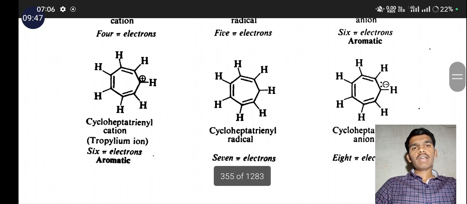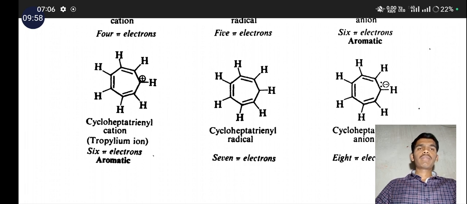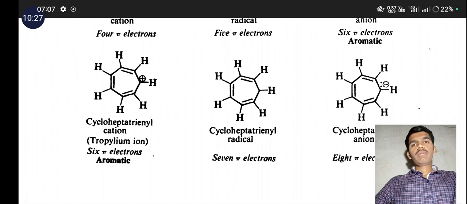The cycloheptatrienyl cation having 6 pi electrons, then 7 pi electrons in cycloheptatrienyl radical, then 8 pi electrons in cycloheptatrienyl anion. And the aromatic numbers are like 6, 10, 14, 18, 22, and we should consider these numbers. And in the cycloheptatrienyl cation there are 6 pi electrons, and this is making it aromatic. So we have to consider these characteristics while studying the structure of benzene and chemical reactions of benzene.